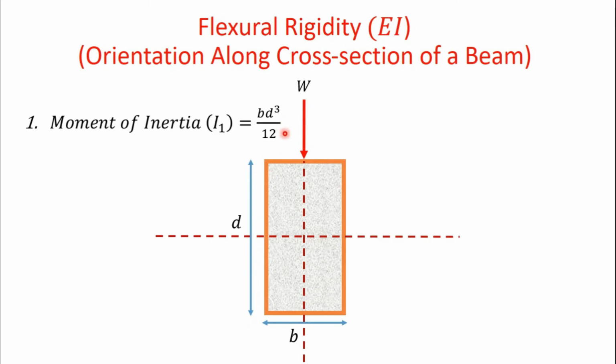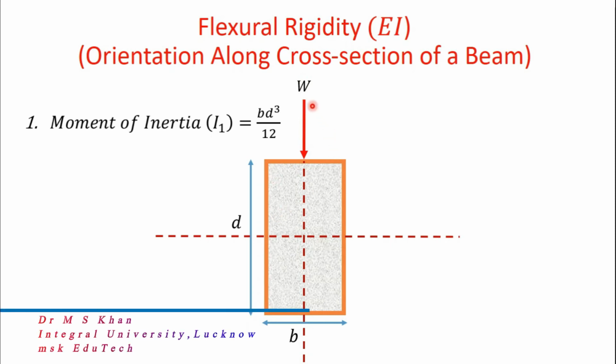Well, while you are using this orientation, the moment of inertia will be BD cubed by 12, because while you are applying a load, the dimension parallel to the load is taken to be in cube, and so therefore I1 will be BD cubed by 12.